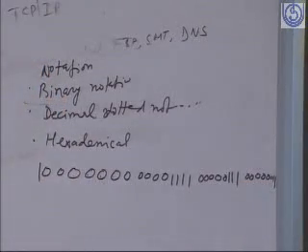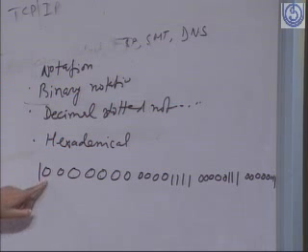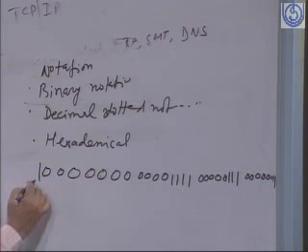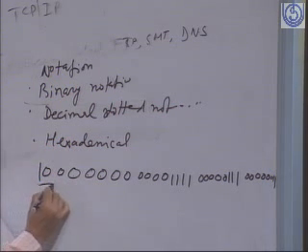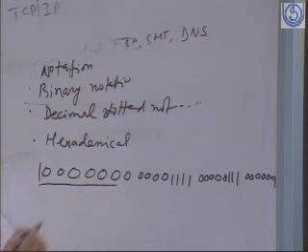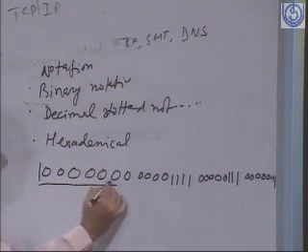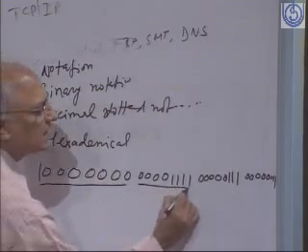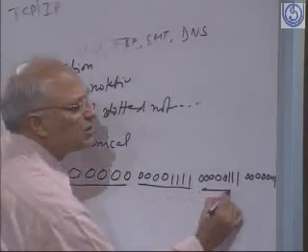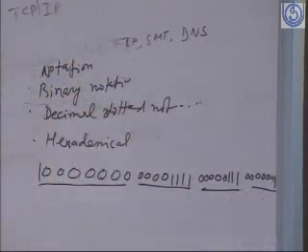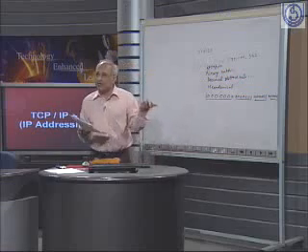This is the IP address of a particular machine. I have defined one octet or one byte: 1, 2, 3, 4, 5, 6, 7, 8, up to this one. This is one chunk. This is the second chunk. This is my third chunk, and this is the fourth chunk. So this is one way I can specify my address.